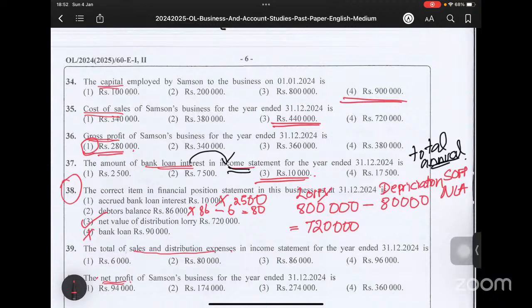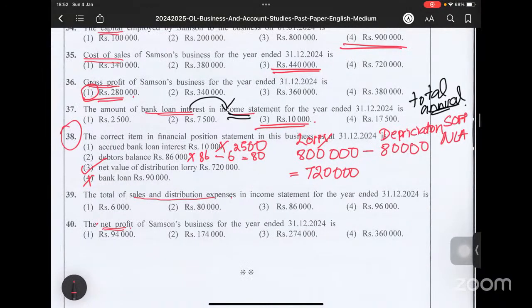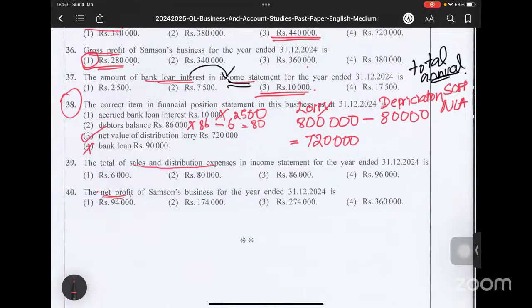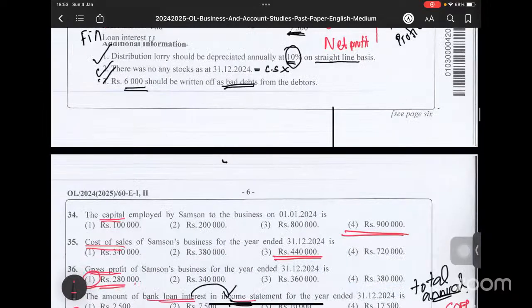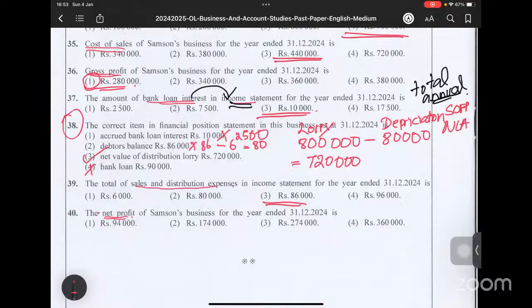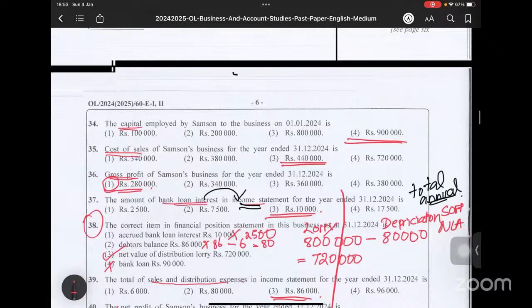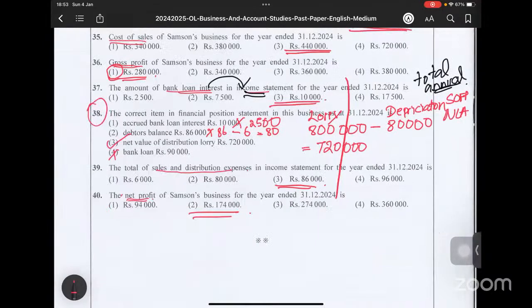Okay. The total of sales and distribution expenses in the income statement for the year ended was, we found that. They asked for the distribution expense, 86,000. Administration, yes, 86,000. The net profit of this Samsung business for the year ended was, my God, 174,000. Okay. Any questions? No, miss.